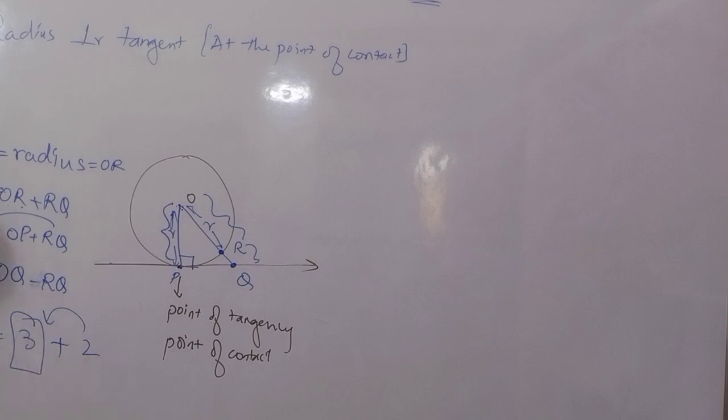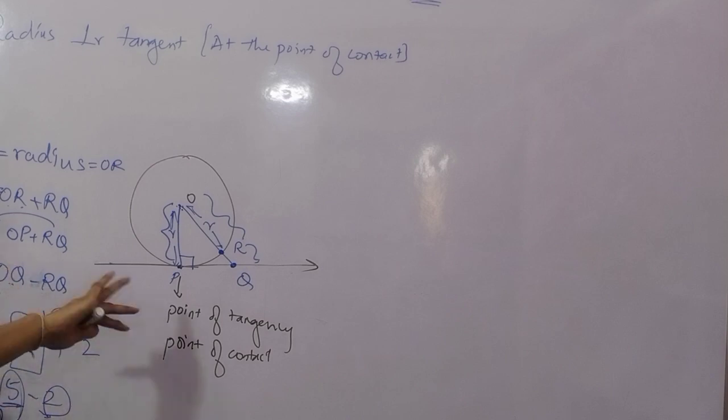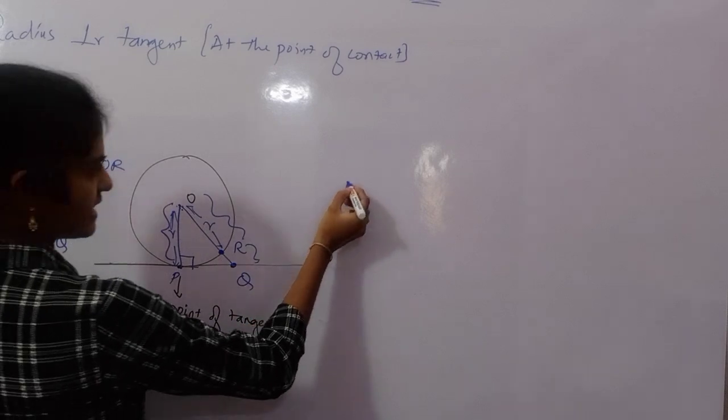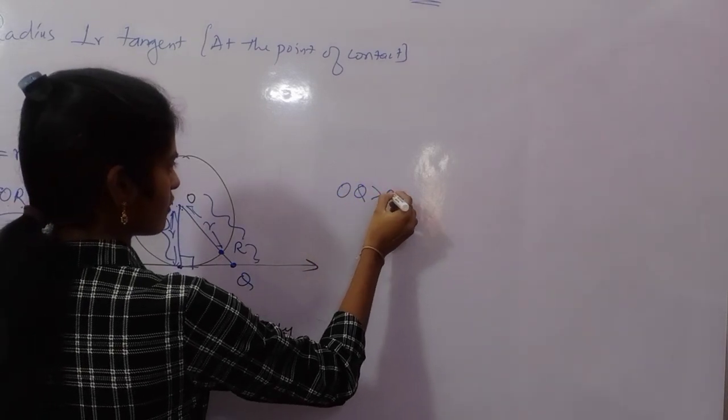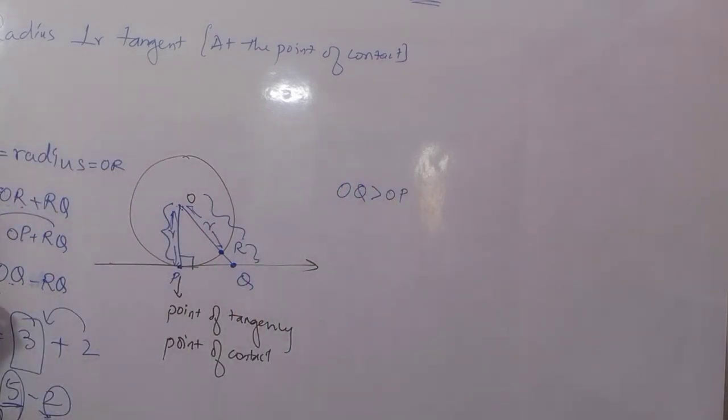The same thing I can write as 3 is equal to 5 minus 2. This statement says 3 equals 5 minus 2. That means if I want to get this quantity, from the bigger quantity I have to subtract something. Who is bigger? Definitely 5 is bigger than 3. So from OQ I have to remove something so that I can get OP. So OQ is bigger. Clearly I can state here that OQ is greater than OP from this statement or from this statement.